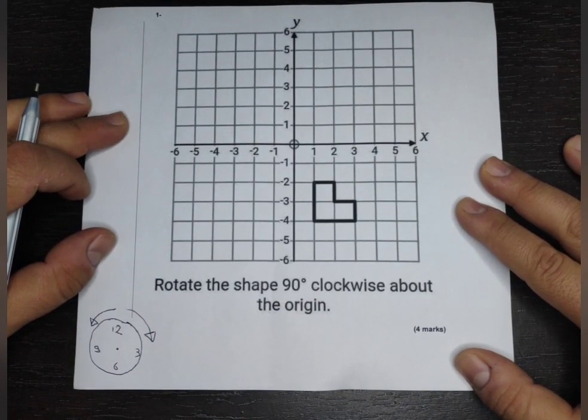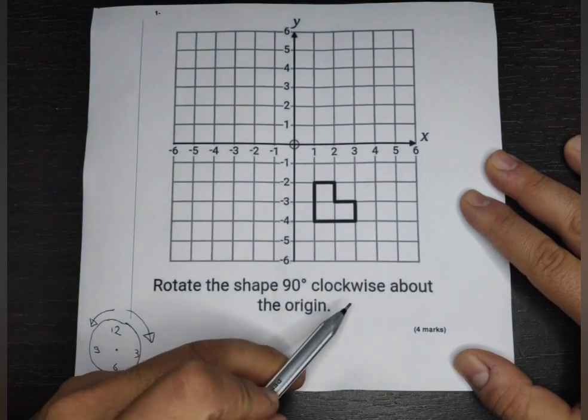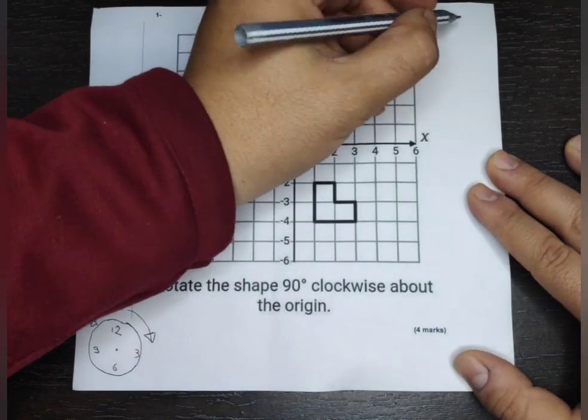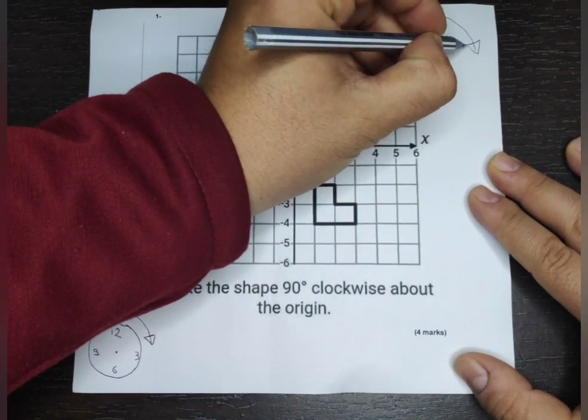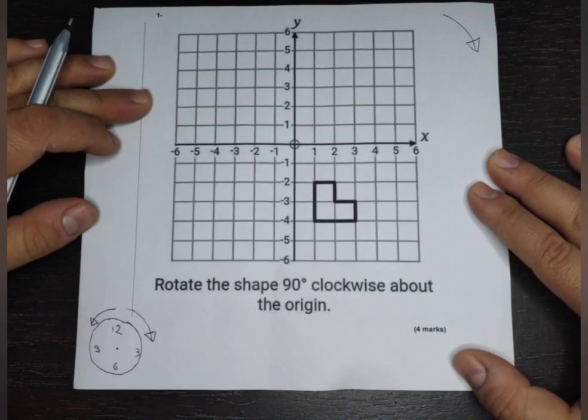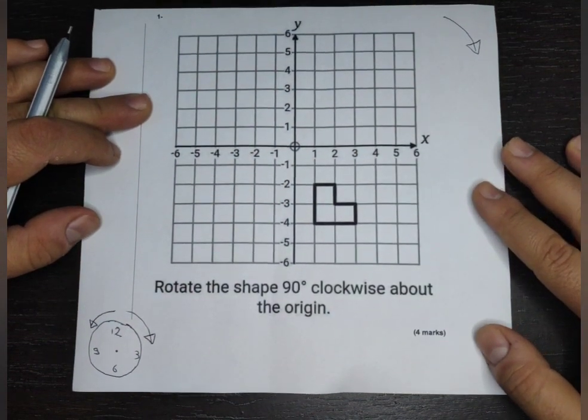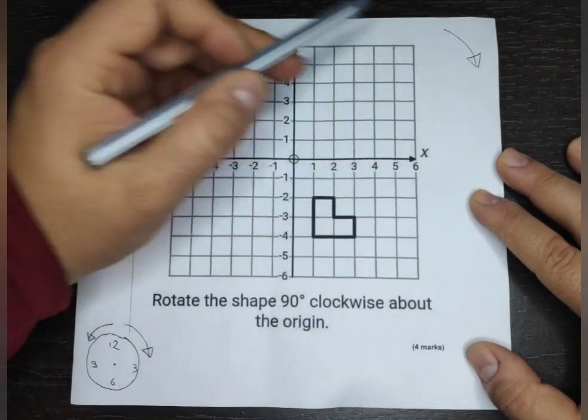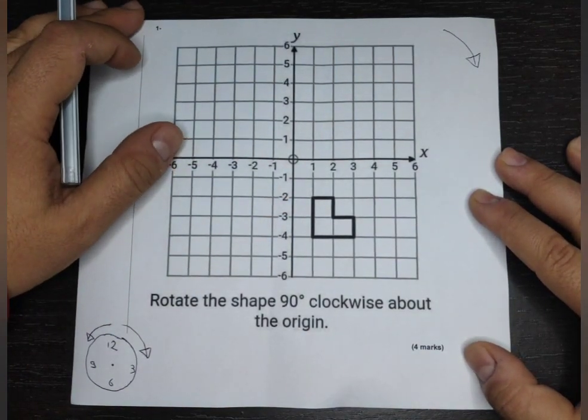So we have to understand this. Now, the question here says clockwise. So we are going this way. So you have to put the arrow so you don't forget where to move. Now, after understanding this and putting the arrow, we can start using tracing paper.